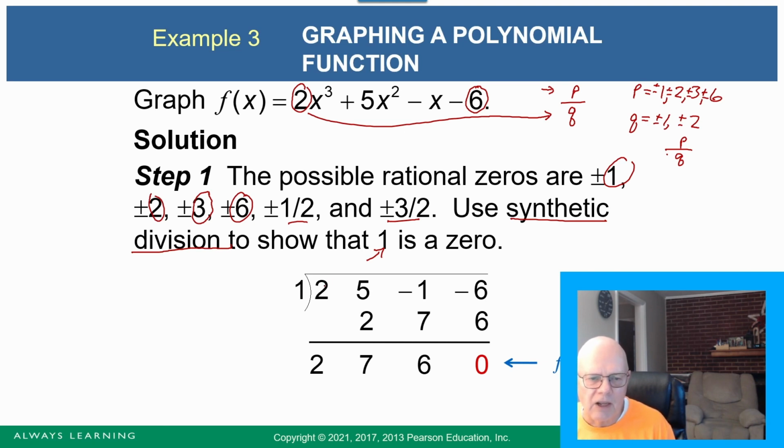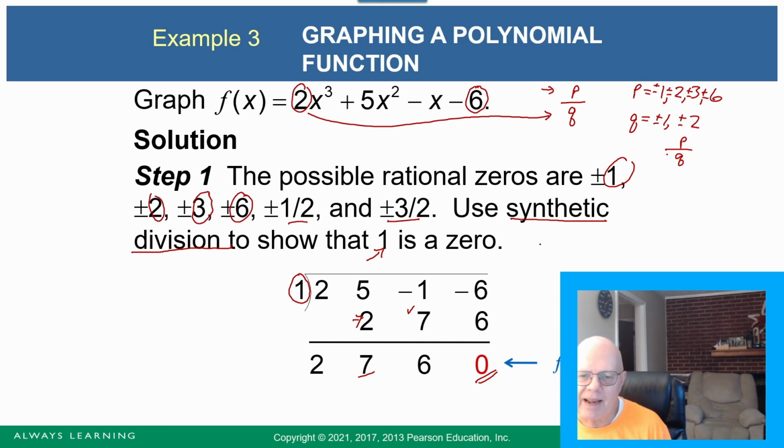One more time. Just bring the 2 straight down. This 2 times 1, there's your 2. Add those, you get the 7. 7 times 1 again, there's your 7. Add these, you get a 6. 6 times 1 is 6. Add those together. Hooray! You've got a remainder of 0, which means this is a 0.